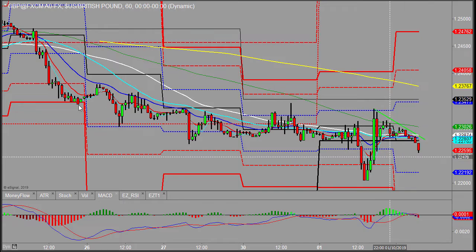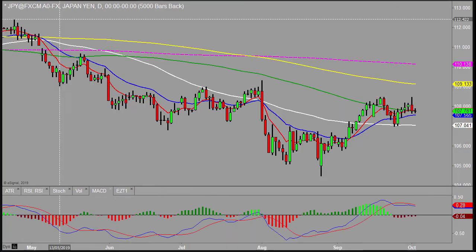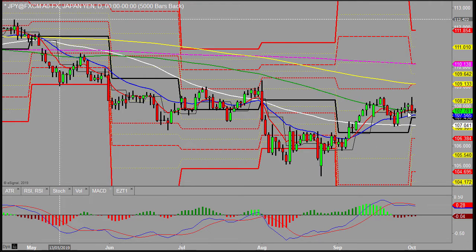Okay, that's the pound yen. It's a lot easier to manipulate a market when there's thin volumes around, basically, is the answer to that.